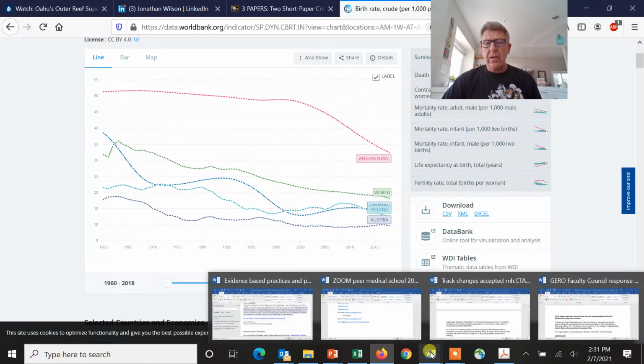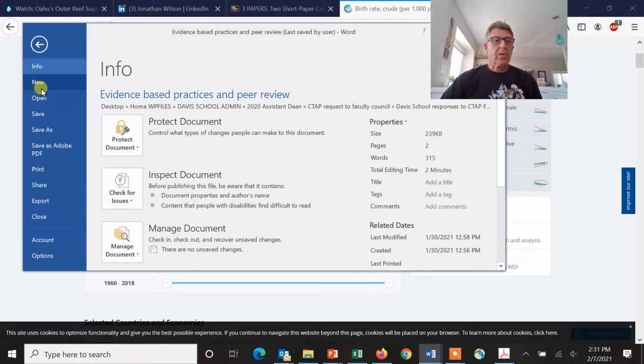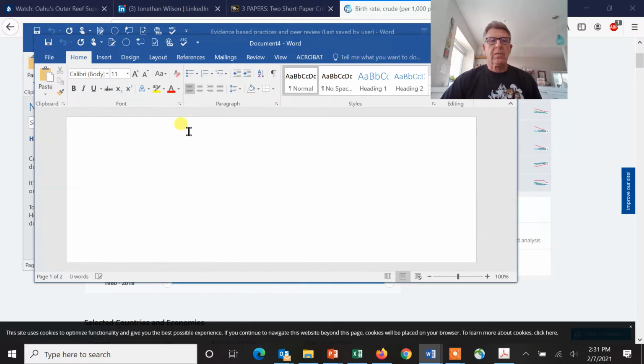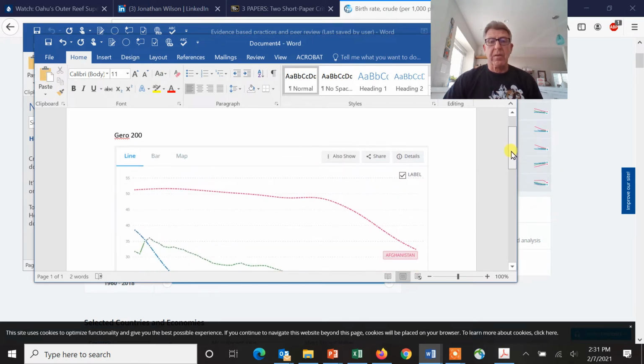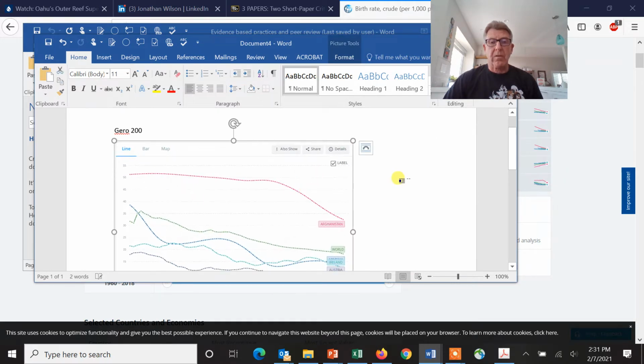What I then do is go to this one right here. I'm going to go to File, say New, and I'll need this. I'm going to say GERO 200, and I'm going to capitalize that. I'm going to hit paste. And there it is. That very element that I copied is in there now. And you can, of course, size it according to your paper, like so.